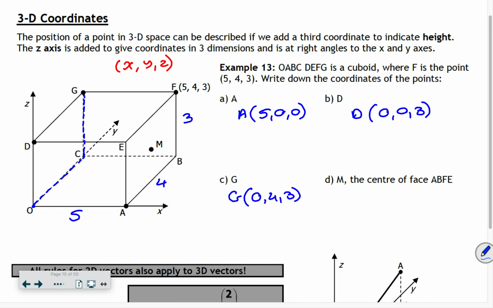And then this one here, M, which is the centre of the face ABFE. So to get to that, I'm going to have to go 5 along to A. I'm going half the way along the breadth, so it's going to be 2. And then halfway along the height, which is going to be 1.5. So it's 5, 2, 1.5.